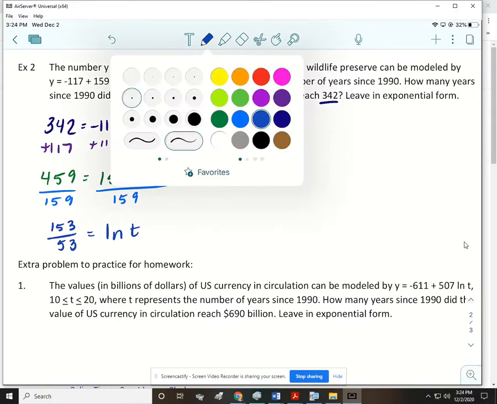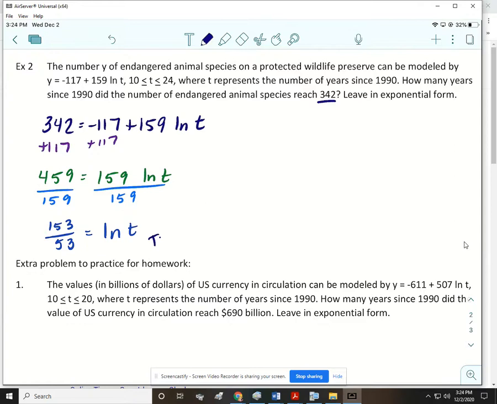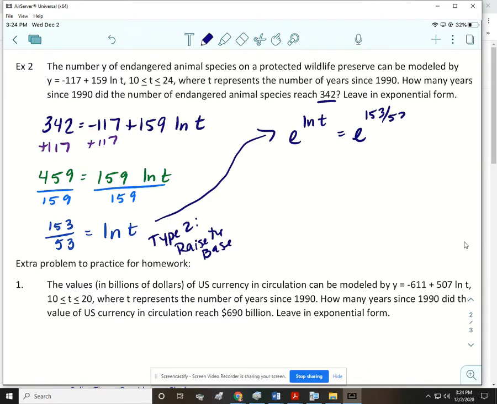All right, and then this equation is log equals a number, so it's type 2. So we're going to raise the base. Since it is natural log, I'm going to flip the order, so hopefully that doesn't confuse you. Our base is e, so e to the natural log of t equals e to the 153 over 53. All right, and don't forget the whole purpose is to cancel out the log, and you're just left with t equals e to the 153 over 53, and this is a number of years.